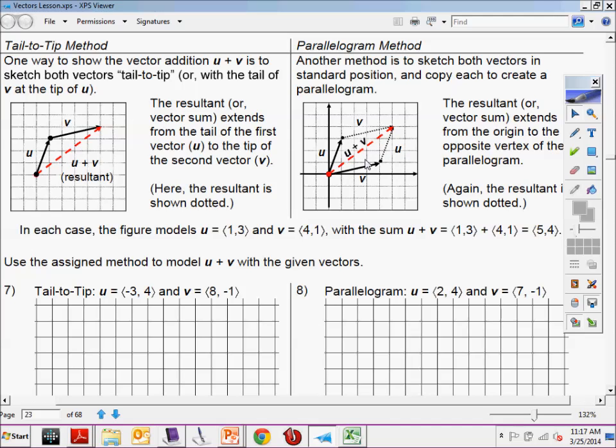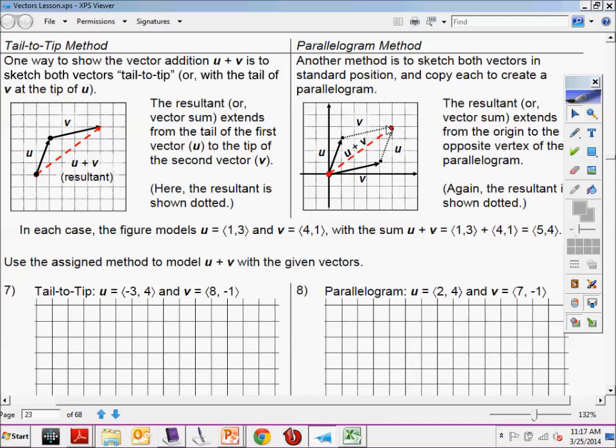With the parallelogram method, I'm going to start both vectors from the origin, and then I'm going to find their diagonal. If they create a parallelogram, I'm going to find their diagonal. Make sense? Yes, no, maybe so.